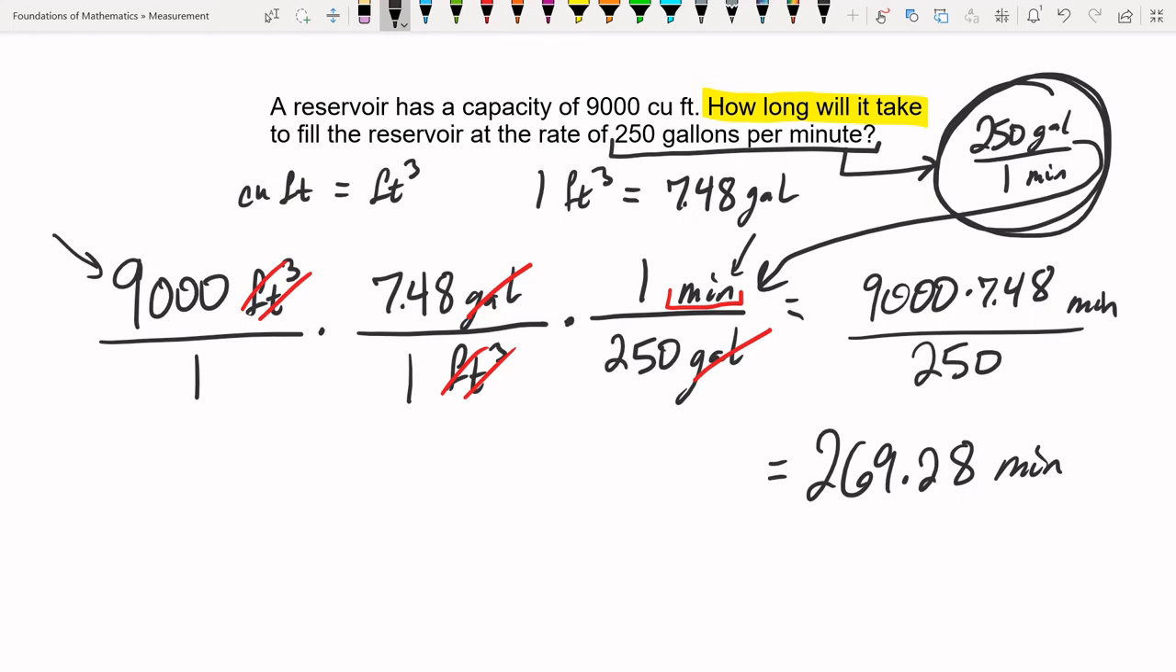You can, of course, convert this to hours if you want. It didn't ask for that, so we'll leave it right there. It's 269.28 minutes to fill a 9,000 cubic foot reservoir at 250 gallons per minute.